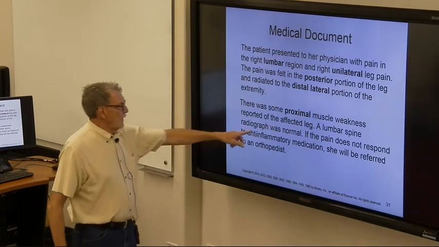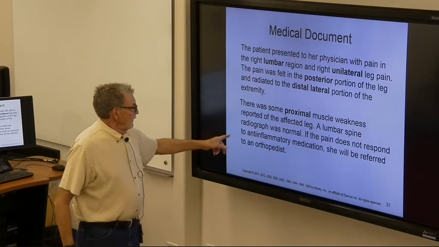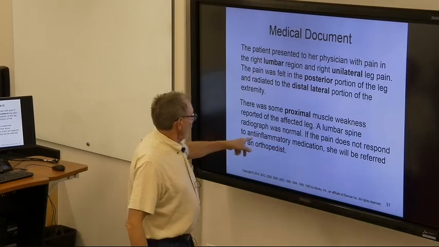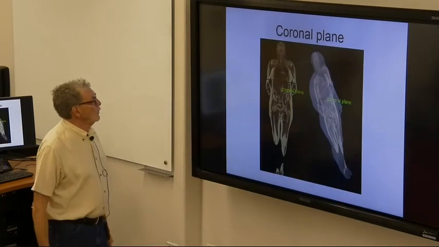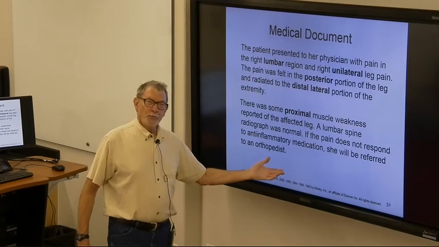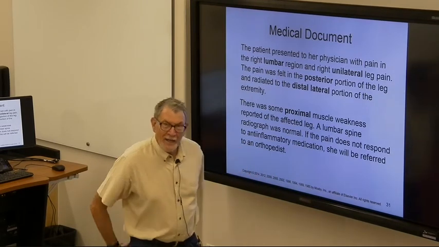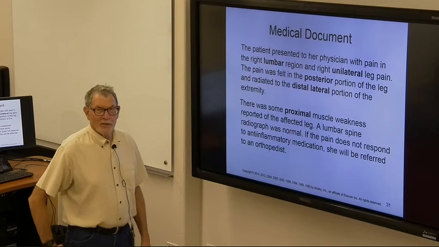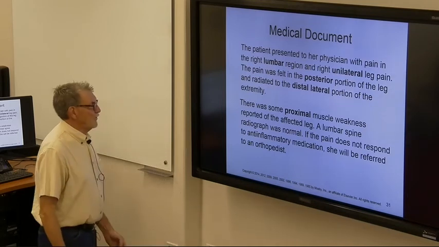Lumbar spine radiograph was normal. Doesn't respond to anti-inflammatory medication. She will be referred to an orthopedist. Sounds to me like she has sciatica. Some kind of sciatic nerve involvement, because that goes down the back of your leg and then kind of distal out to the side.